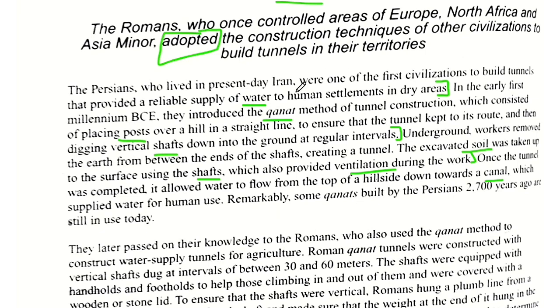First, they told about the tunnel and the water supply, then they're speaking about how they constructed the tunnel, then how the workers worked in the tunnel, and then how the water was supplied in the tunnel. This is the whole paragraph. We'll be looking at the first question.